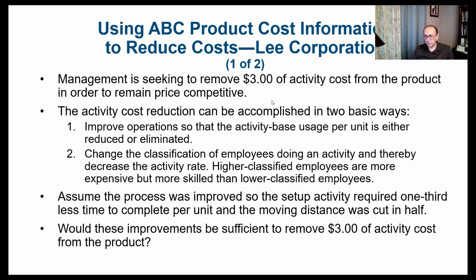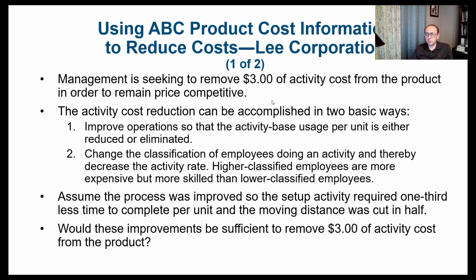Here are the general ideas. You can improve the operations so that the activity-based usage per unit is either reduced or eliminated. Or you can change the classification of employees doing an activity and thereby decrease the activity rate. Higher classified employees are more expensive but more skilled than lower classified employees. Again, that might have an impact on quality. You can use one of the two alternatives, or you can use both options.